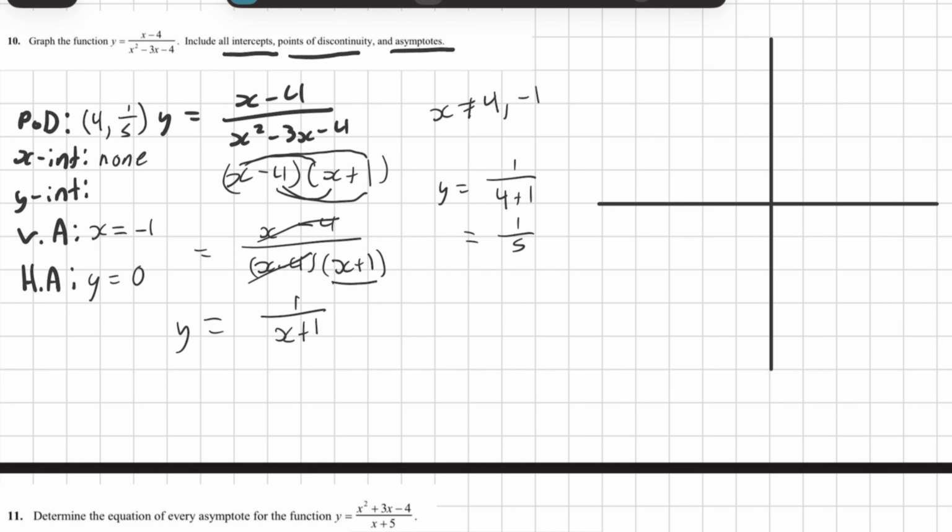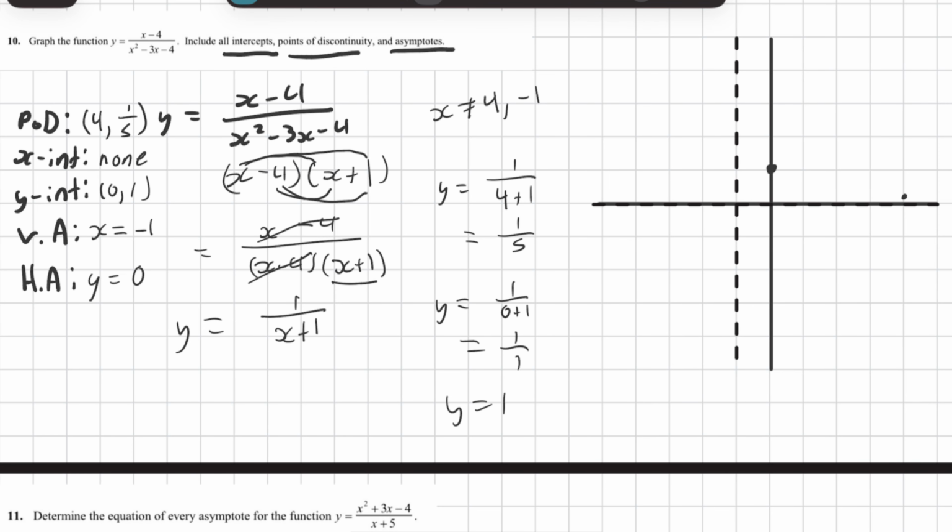And then for the y-intercept, we put x is 0. So y equals 1 over 0 plus 1, so it equals 1 over 1. So y equals 1. So when x is 0, y is 1. Let's do that: just point at (0, 1). And then our point of discontinuity is at 4 and 1 over 5, or 0.2. So that's about there. Okay, so we're going to do our horizontal and vertical asymptote. It's when x is negative 1 and when y is 0.